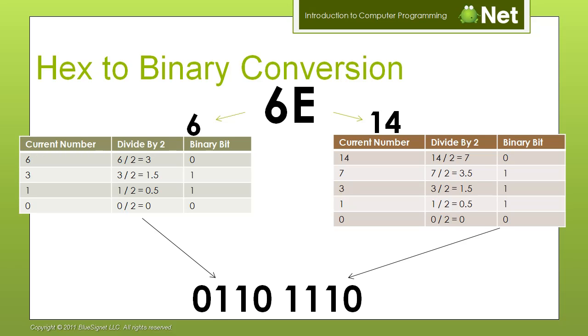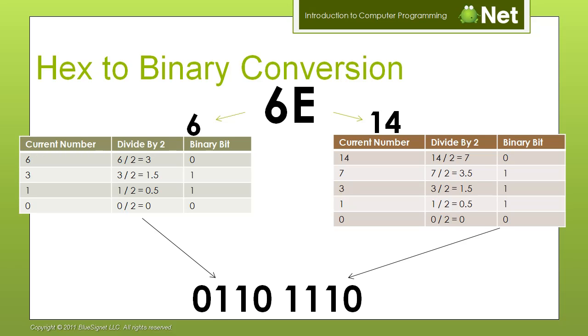6E. The 6E is just a 6 and an E. E's value is 14. Let's convert 6 to binary, then we'll convert 14 to binary, and we'll reconstruct it into our 8-bit string. So we take a look at 6, and we go through the technique that we went through before. We start with 6, divided by 2, there's no remainder, it's off. We drop the 3 down. Divide 3 by 2, we have a remainder, it's on. And so on. 1 is on, 0 is off.